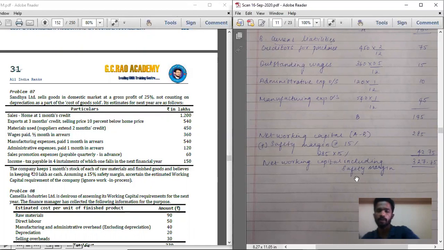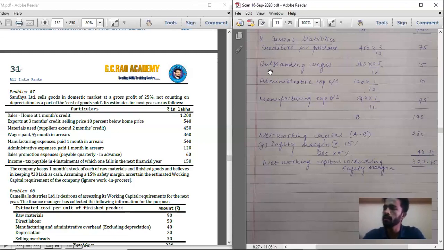That is the entry for that adjustment. So below that net working capital, put add safety margin at 15%. Below that, open a bracket, 285 into 15%. So calculate it. What is the amount? 285 into 15%. So in the amount column, put 42.75.